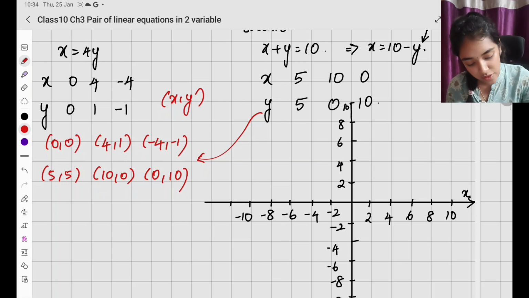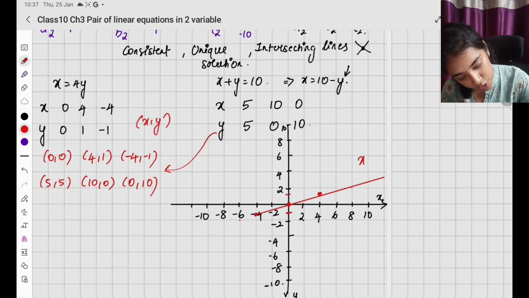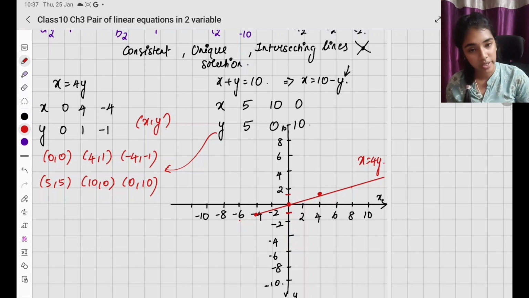Now first we have 0, 0. So 0, 0 is going to be here. 4, 1. 4, 1 means 1 is going to be here, right? So 4, 1 is this. Then minus 4, minus 1. Minus 4, minus 1 is going to be over here. This is minus 1 in the y-axis. Now if you join these three points, you have x equals 4y. Okay, when I join this.